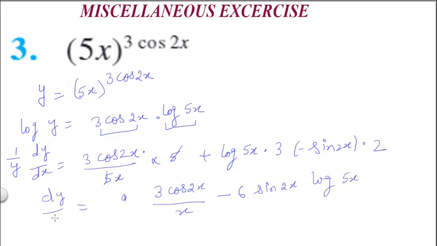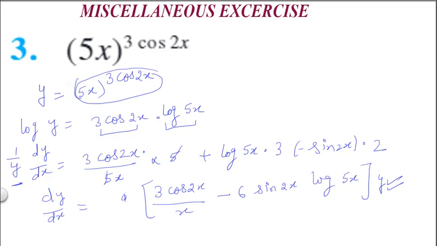And here we have dy by dx. So to remove this y from here, we'll multiply both sides of the equation by y. So y will come to this side, and we just put the value of y from here as (5x) whole power 3 cos 2x. That's the only thing to be done in question number 3.